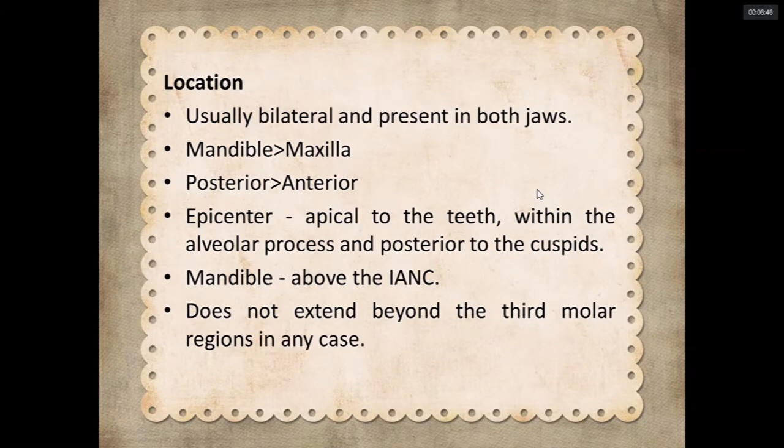Okay, so the lesion is usually bilateral and present in both the jaws. The mandible is more commonly affected than the maxilla. The posterior region is more commonly affected than the anterior region. The epicenter is apical to the teeth within the alveolar process and posterior to the cuspids. And the mandibular lesions always occur above the inferior alveolar nerve canal and do not extend beyond the third molar region in any case.